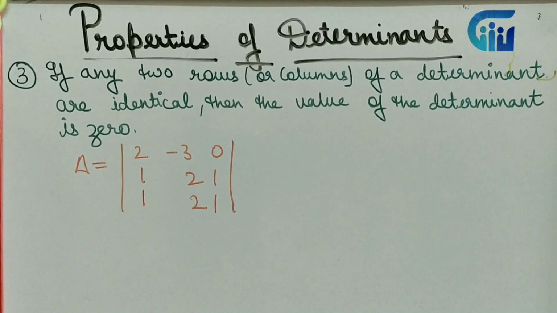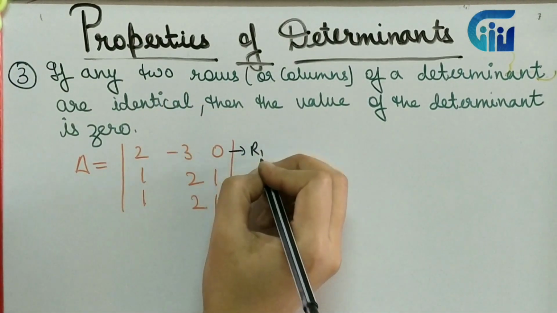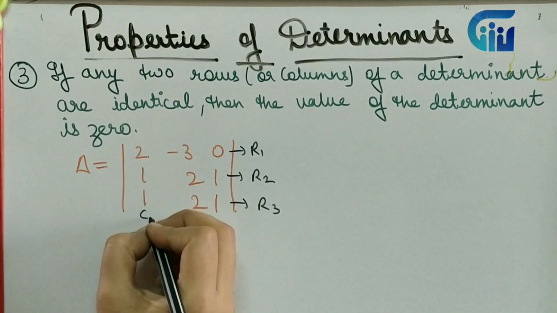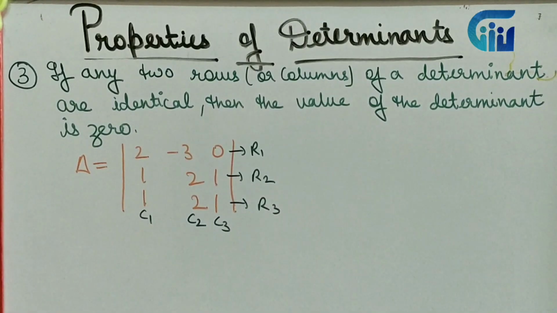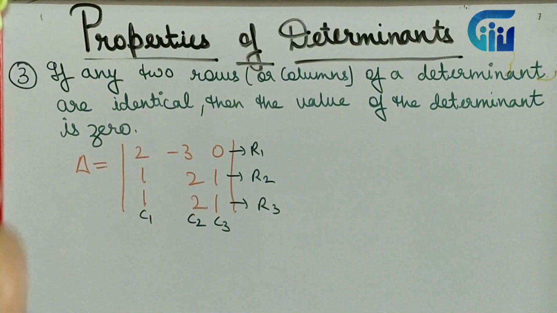Now, what do we observe? I'll write it over here, R1, R2 and R3, C1, C2 and C3. Now what do we observe? R2 and R3 are exactly same. All the elements are same. So now according to the property, the value of the determinant should come out to be 0.